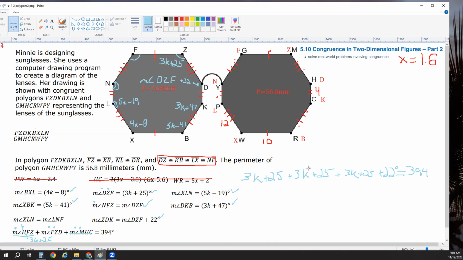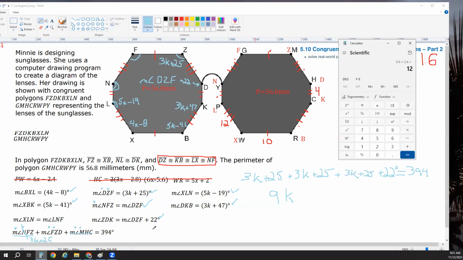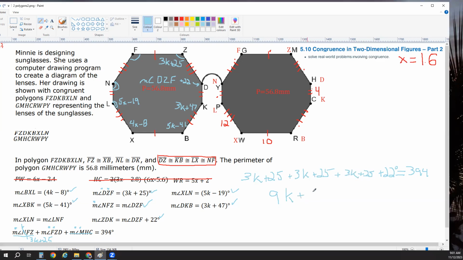So I got 1, 2, 3 times 3K, that's 9K. All right, so I have 9K, 25, 50, 75 plus 22. 75 plus 22 is 97. Brain's dead right now. 97 plus 9K equals 394.